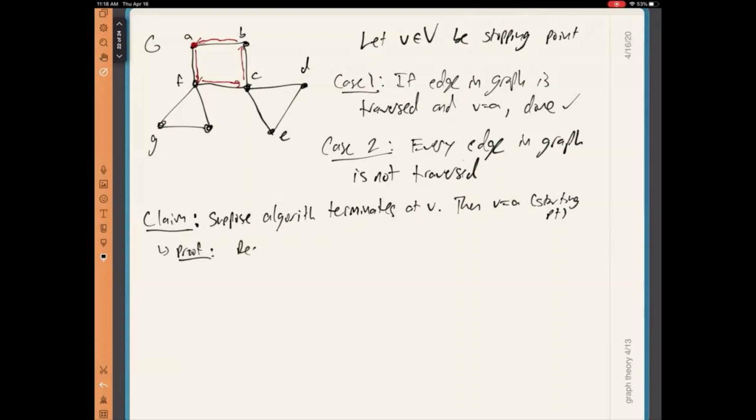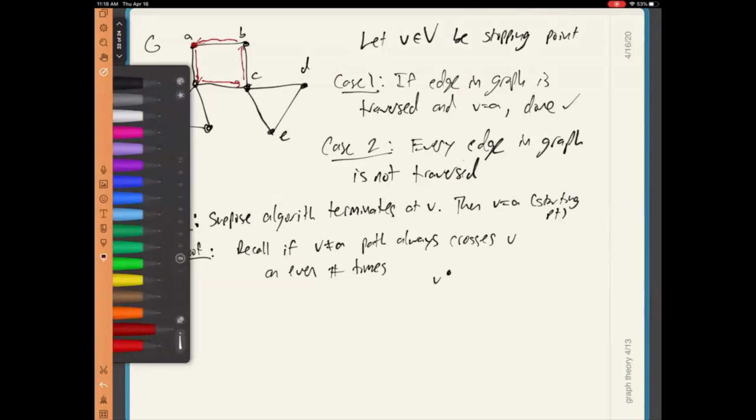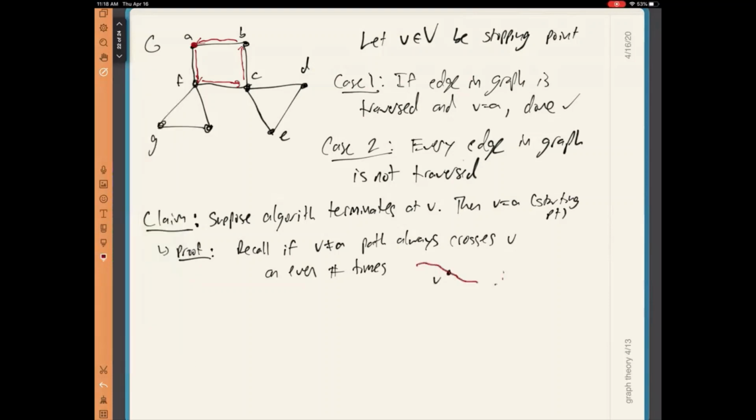Right? And so what is the proof of this claim? Well, recall that if V is not the starting point, we discussed earlier in the lecture that the path always has to cross through V an even number of times. So for example, maybe this is my V, maybe the path did this, and then maybe it came back and did something like this and continued, right? So it always has to cross through an even number of times.